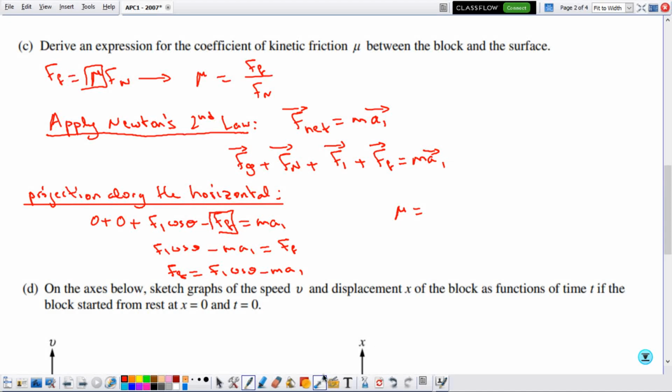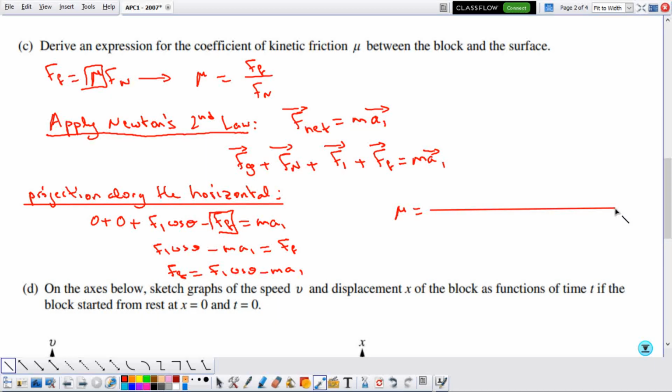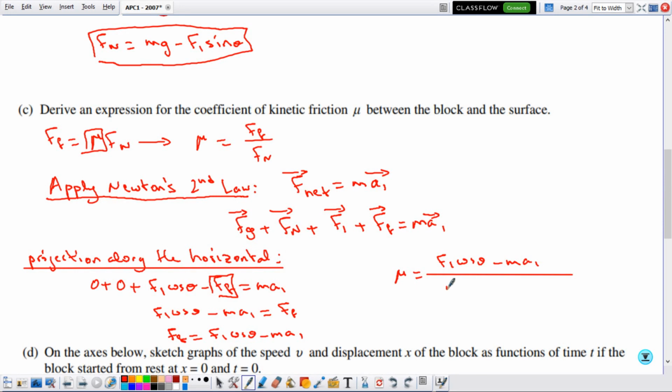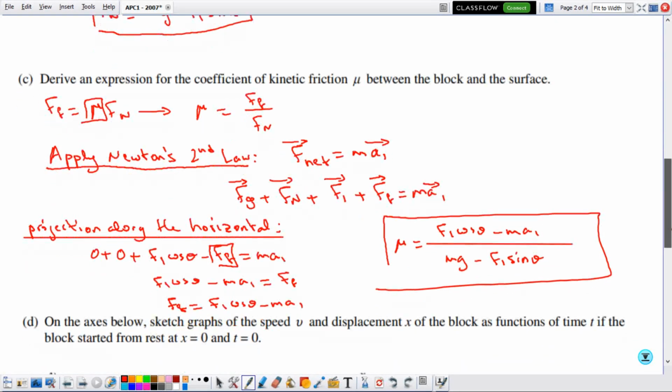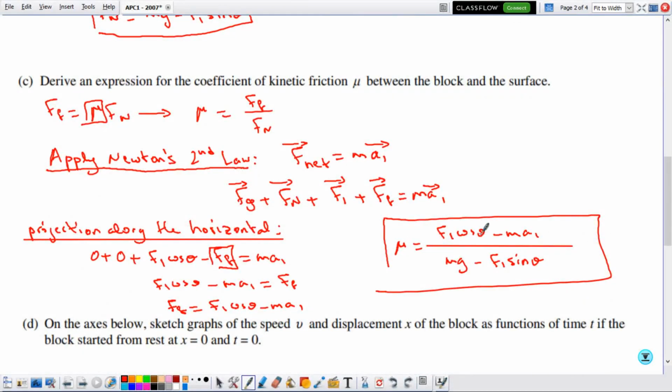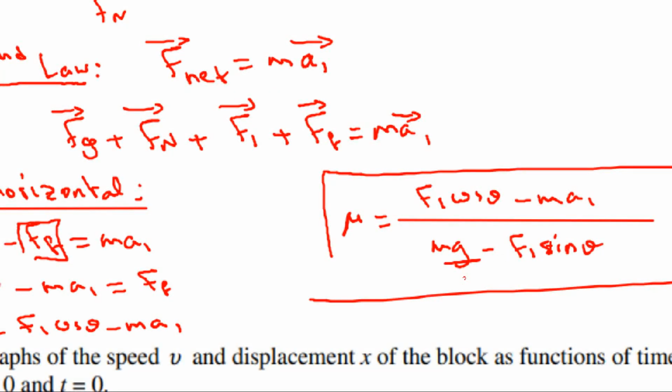It is given by the ratio of friction over the normal push. Friction is given by F1 cosine theta minus m a1, and the normal push from the previous part is given by mg minus F1 sine theta. And you can double check that we have expressed our answer in terms of m, F1, a1 and theta, and the fundamental constant given by g.